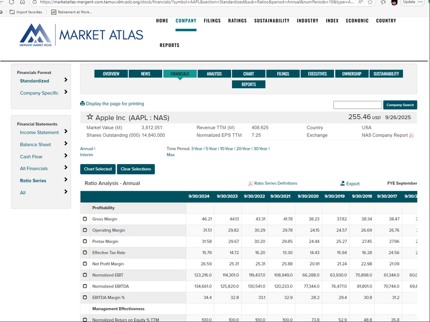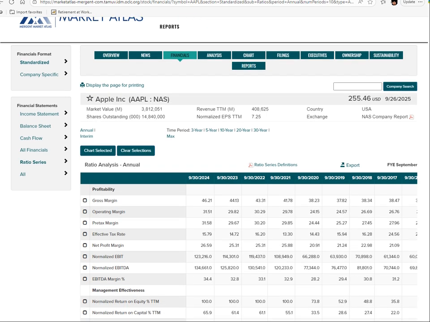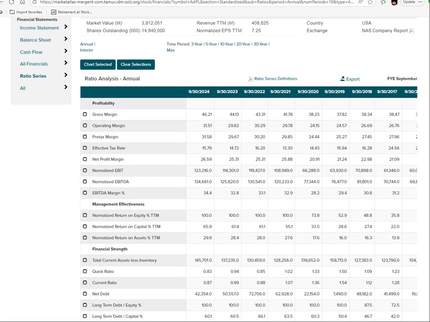you can get all of Apple's ratios. We can check their definitions, and you can export them to an Excel file. Then you can use them later on, which is very useful.